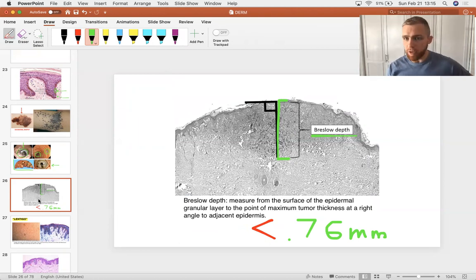And if it's less than 0.76 millimeters, that tumor is not going anywhere. 0.76 is the magic number. If it's 0.77, it can metastasize, okay? So anything greater than 0.76, it is at risk for systemic metastasis. If it's under that, you're cool. Monitor.